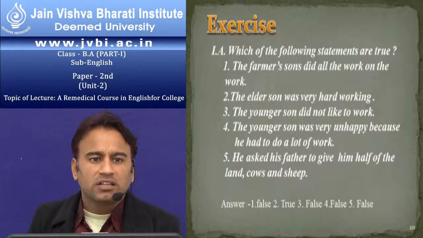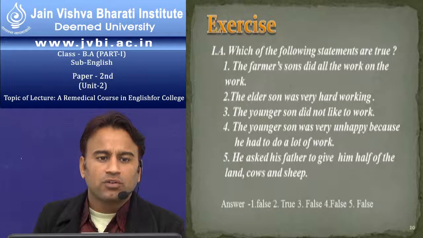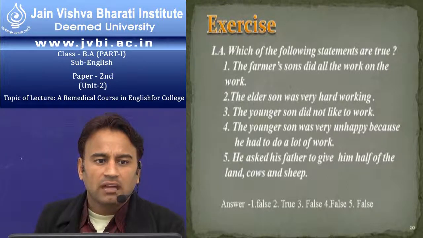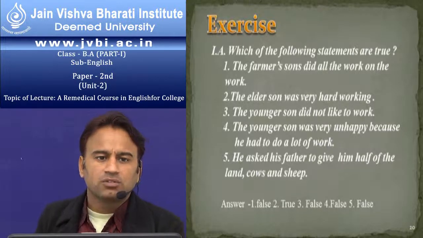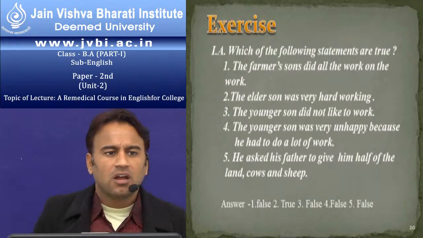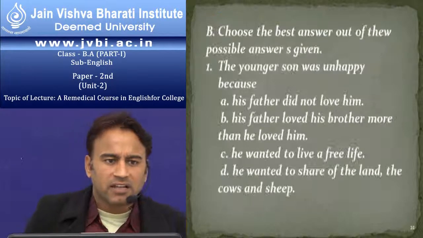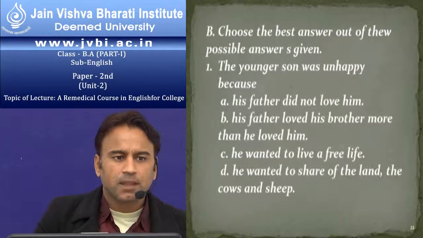And the younger son was unhappy because he had to do a lot of work. It is not true because he had a limited work to do. And fifth, he asked his father to give him half. It is not right because he wants only his share of land and his share of cows and sheep.